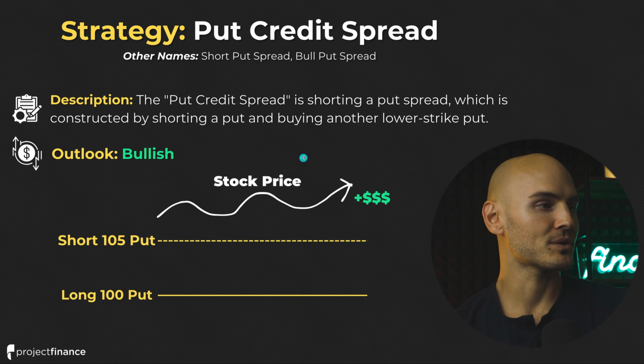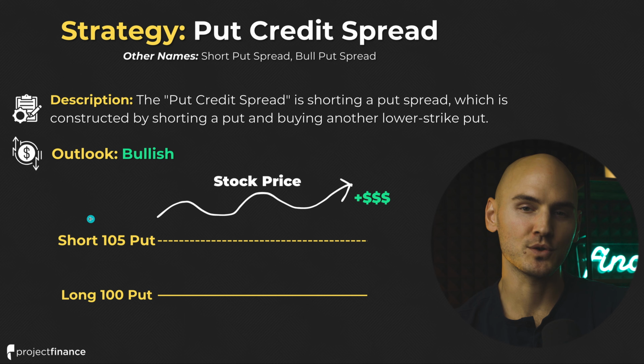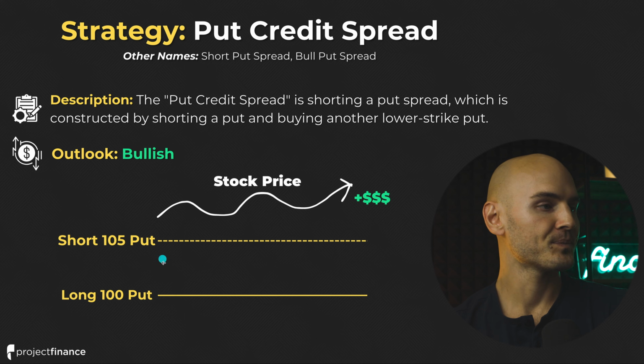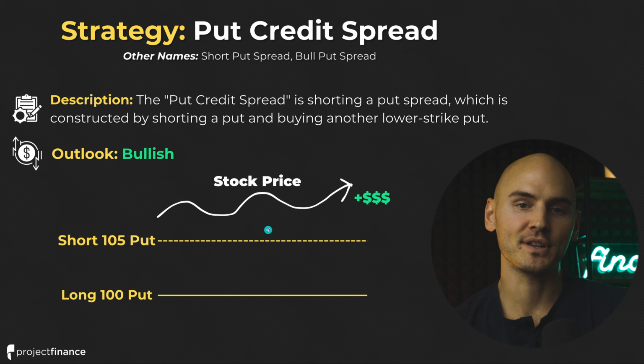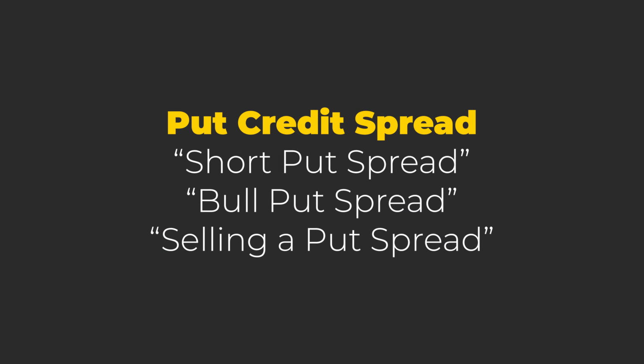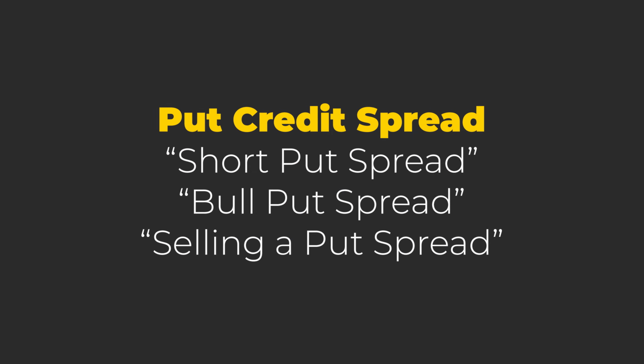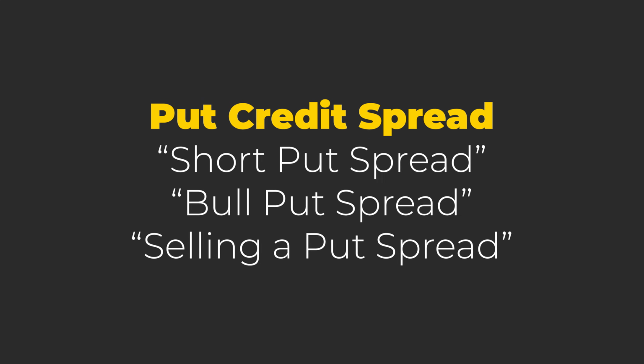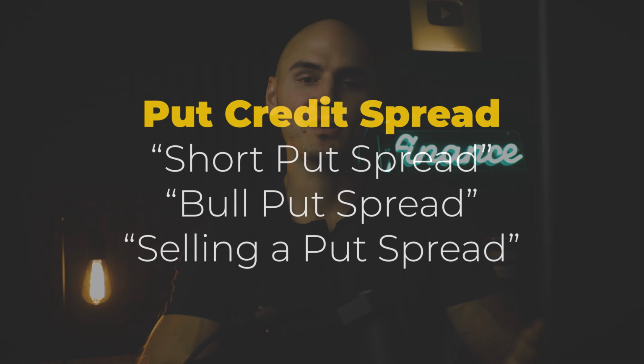So in this little visualization here, we can see that if I were to short a put option with a strike price of 105 and buy a put option with a strike price of 100, this would create a put credit spread strategy, and this position would make money as long as the stock price remains above the strike prices of this put spread. Every option strategy has a bunch of different names, and the put credit spread is also known as a short put spread and a bull put spread. So for future reference, if you hear these other names, they are all referring to the same strategy.